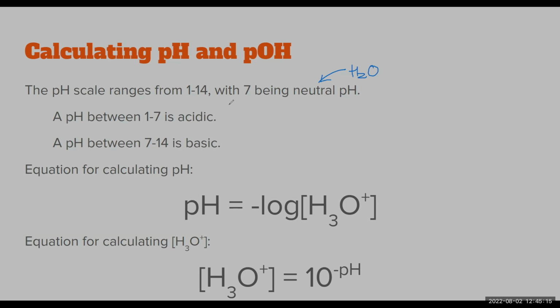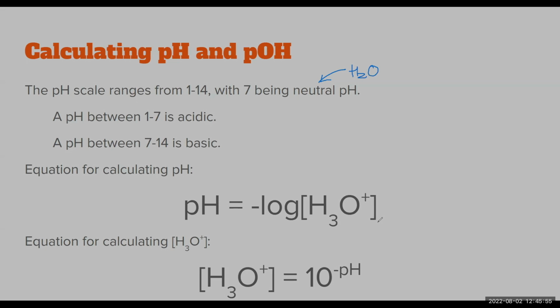So how do we calculate the pH? What we're going to do is take the negative logarithm of H3O+. H3O+ is in brackets, so we're looking for the concentration of H3O+, and usually either one of those will be given. And the other way is, if you want to find the concentration of H3O+, we can just take 10 to the negative pH of the solution that we're given.